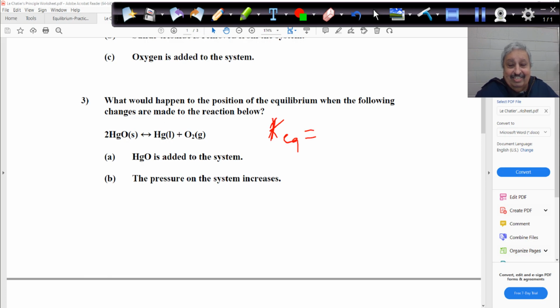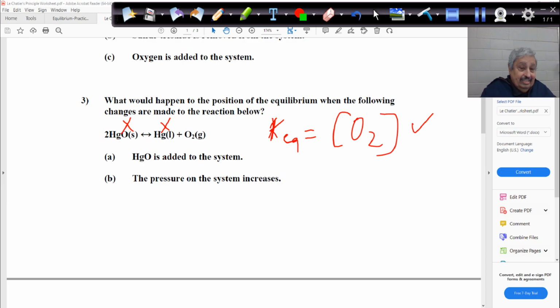So I need an answer. What is the chemical equilibrium constant for this reaction? Come on, don't let me down. So this is liquid, not part of it. This is solid, not part of it. What will be? O2, that's it.